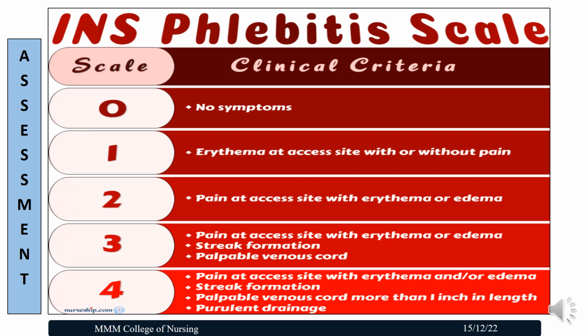And grade 4 is where the patient will have pain at the access site with erythema or edema, streak formation, a palpable venous cord more than 1 inch in length, and purulent drainage through the IV site, which indicates that the patient has a severe infection. So this is the grading, from 0 to 4, which is given by the Infusion Nurses Society.